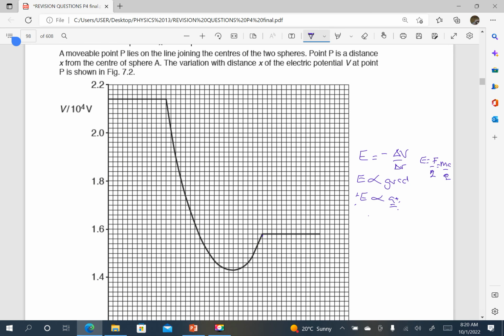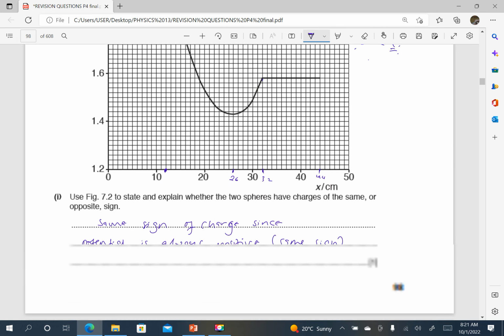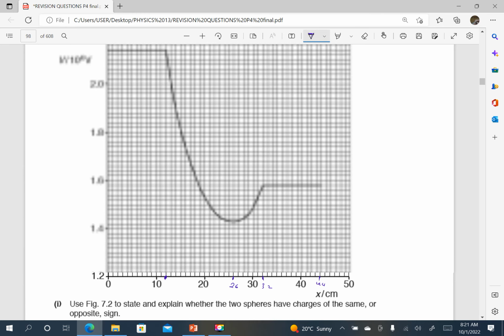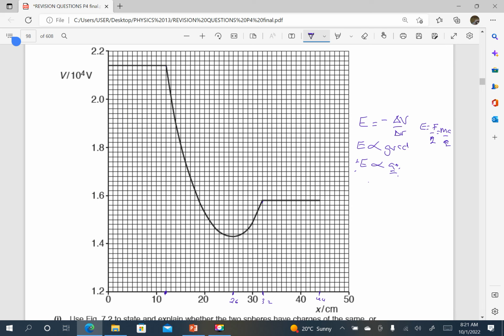So let's see. Because they told us the first part is from x equals 12 to x equals 25. So x equals 12 is here and x equals 25 is around the center, 1, 2, 3, 4, 5. It is around here, x equals 25 centimeters. You are going to notice that between 12 and 25 centimeters, the gradient is negative itself. When we multiply by this negative, it means E is positive.